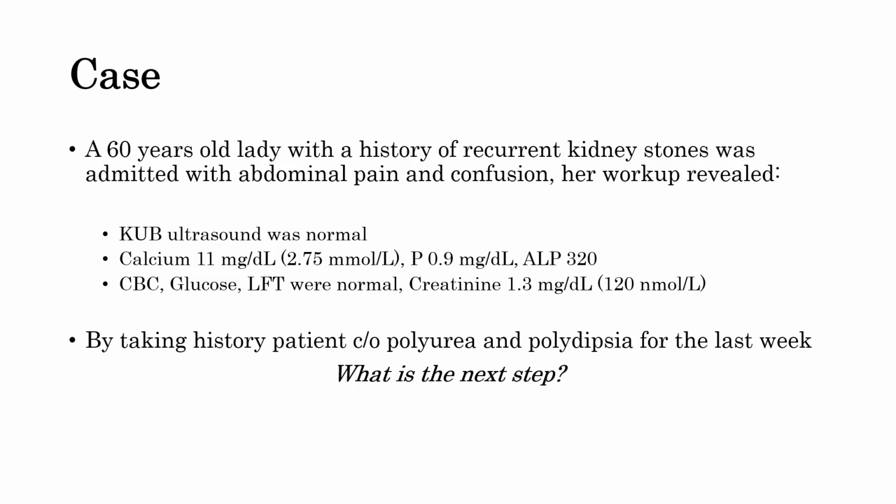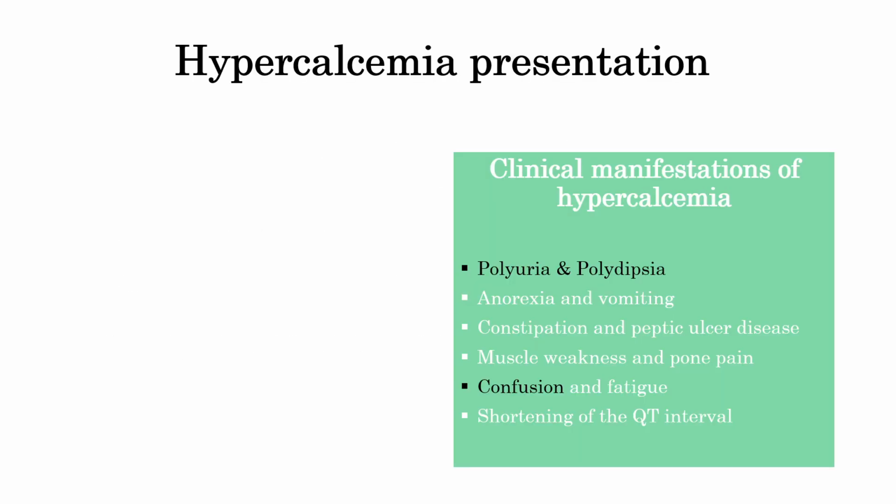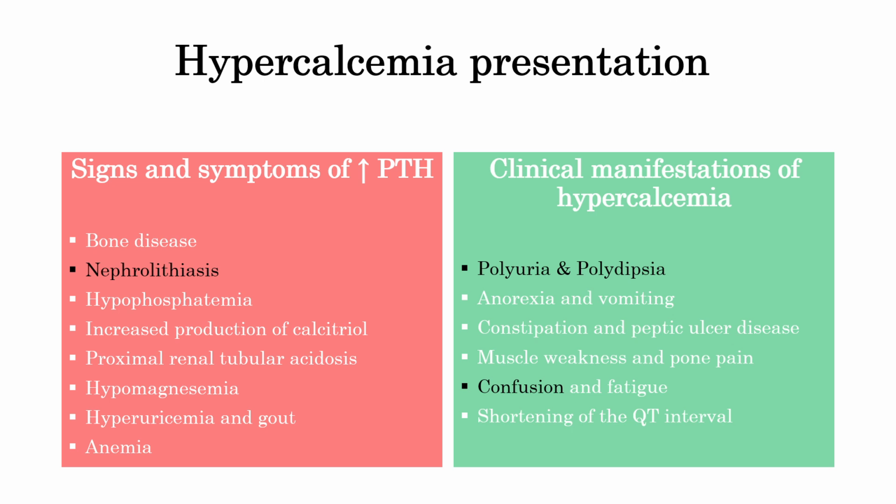So, how do we approach this case? To start with hypercalcemia presentation, there are two types of symptoms. Those related to hypercalcemia itself, like polyuria, polydipsia, anorexia, constipation, peptic ulcer disease, muscle weakness, confusion, and cardiac involvement like shortening of the QT interval. There are also symptoms associated with increased parathyroid hormone itself, like bone disease, nephrolithiasis, hypophosphatemia, hypomagnesemia, increased production of calcitriol, proximal renal tubular acidosis, hyperuricemia, and anemia.